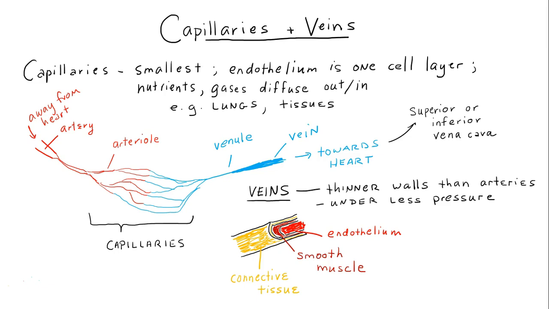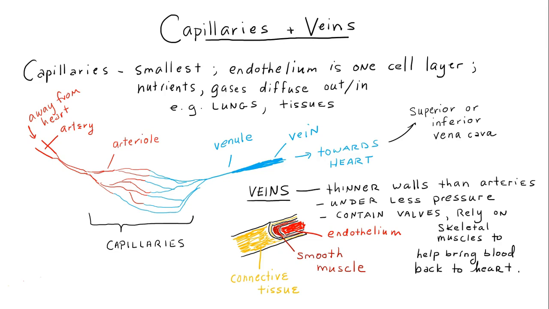And because they're under a lot less pressure, they have to get the blood back to the heart. That could be an issue. But veins contain valves which prevent backflow of blood. But they also rely on skeletal muscles to help bring the blood back to the heart. So the more you're exercising, the more you're using your skeletal muscle to get that blood back to the heart.